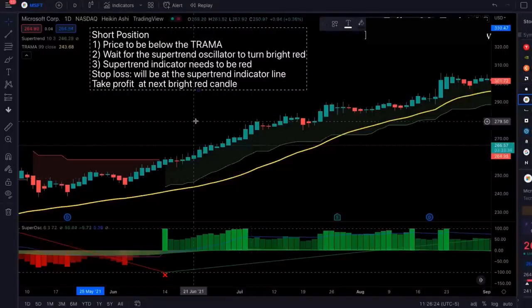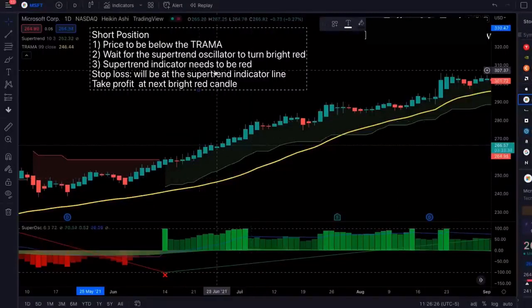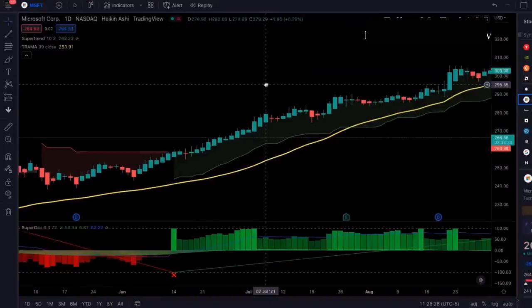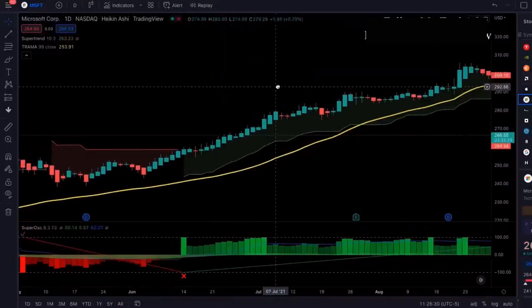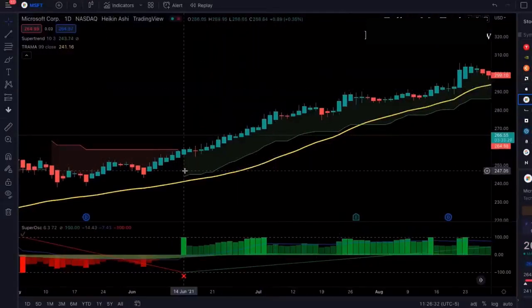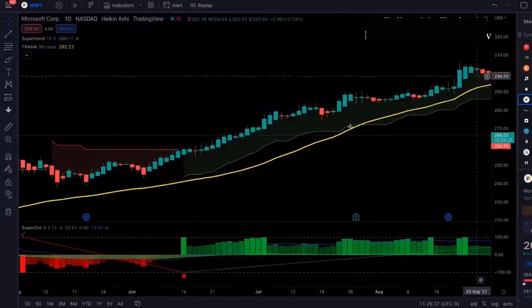All right. So now you guys have the notes. Let's look at some examples. So in this one, we're looking at Microsoft. So again, as you can see, this was a good trade. This would be a long position, right? This is going up.